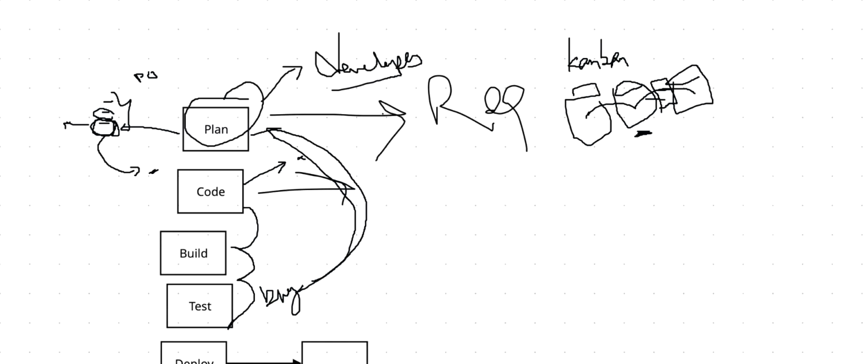So for this there are a lot of tools like Trello or Jira, a lot of tools are there basically. One of the tools, Jira, we are using for this plan phase.